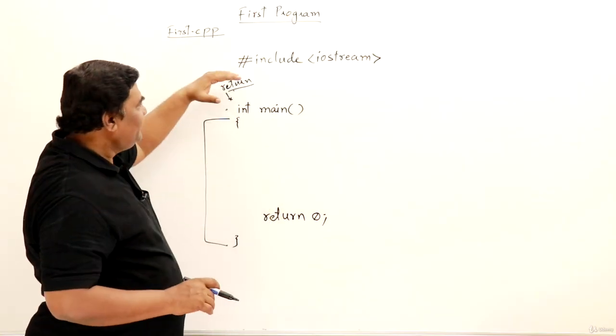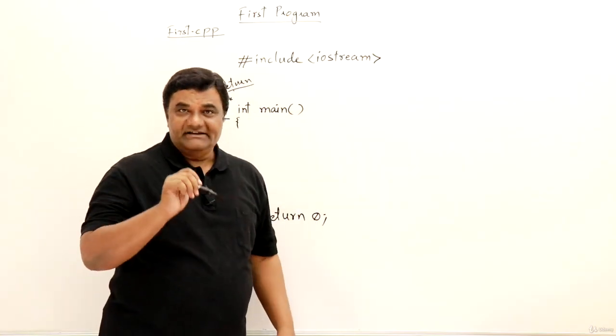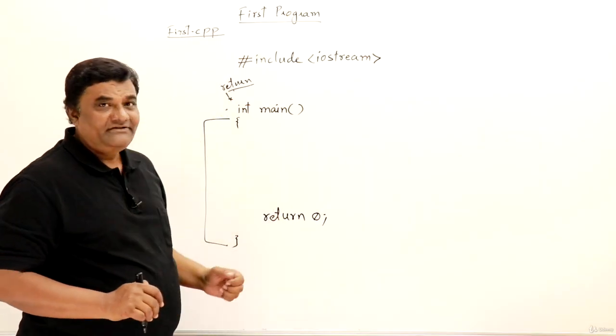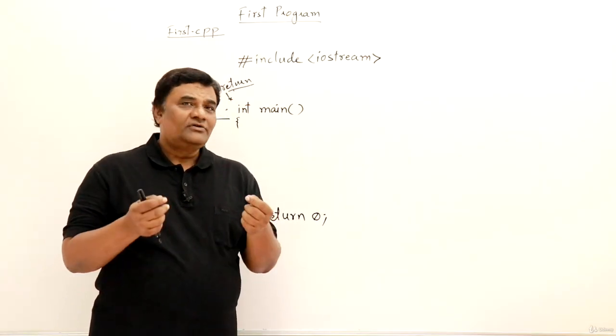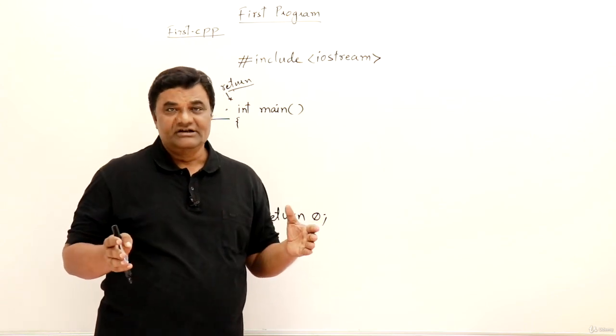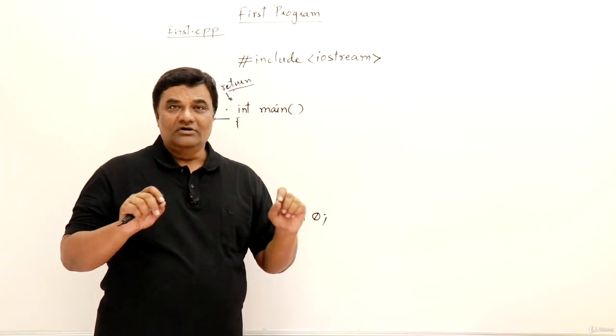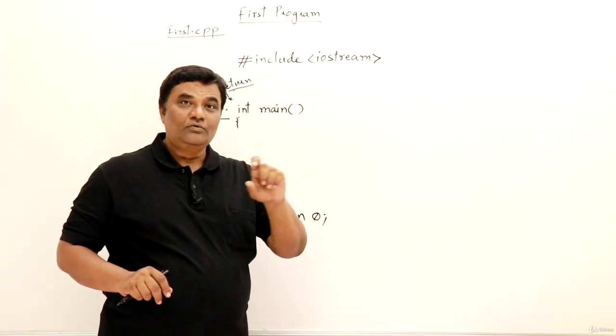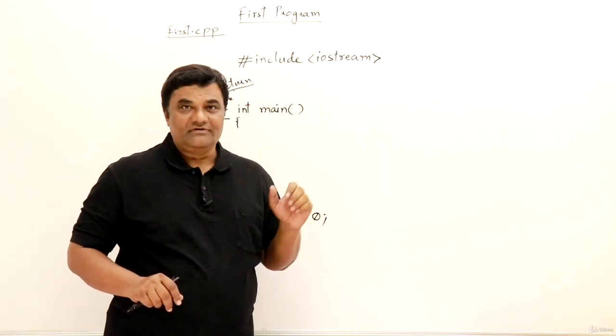Then what does this hash include mean? I'll explain it. First of all, I will write something here inside the main function and show you. As a first program, I want to give a welcome message, so I will write hello world. I want this program to print hello world on the screen when I run the program.